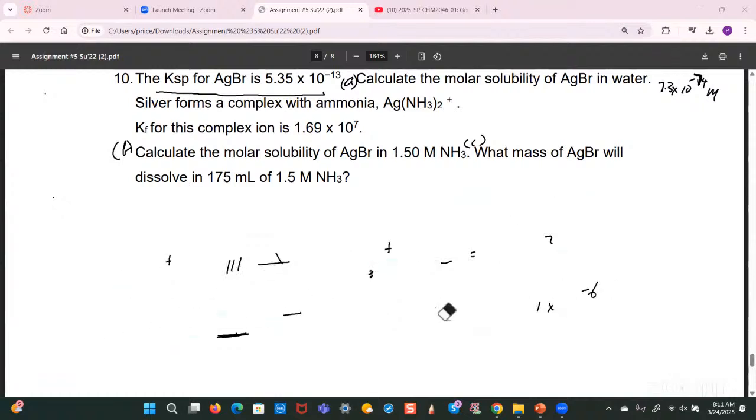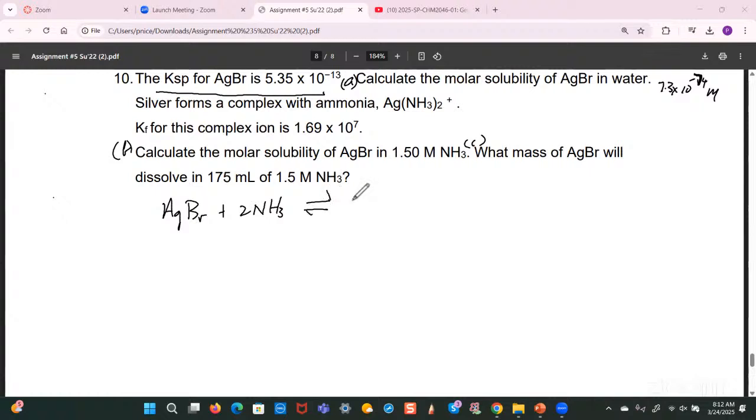What I'm going to do is rewrite the final equation that I had before, because what I'm going to do is write down an ice table associated with that equation. So the equation I had before is AgBr plus 2NH3 to form the complex Ag(NH3)2 plus, plus Br minus. That's the equation. And the K value that we got for that was 9.04 times 10 to the minus 6.